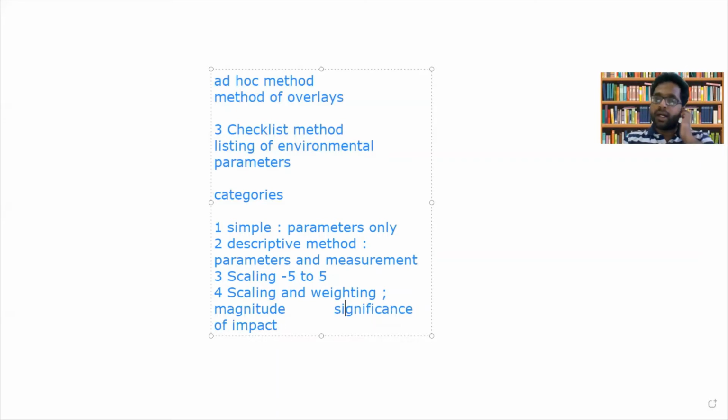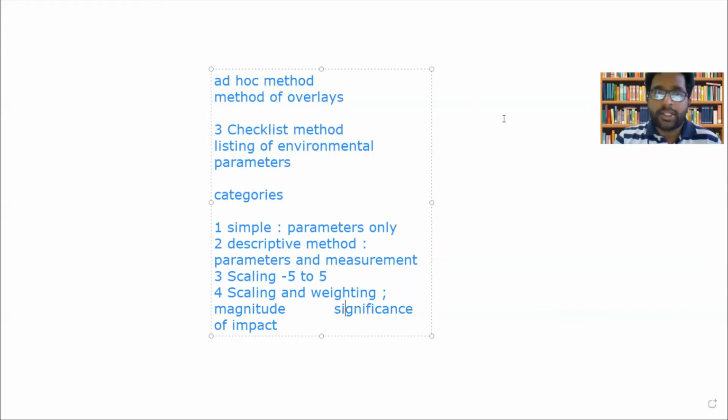So that is about the third method, the checklist method. In the checklist method, what is being done? Identify the parameters, and there are different categories. The first one is simple, where only identification of parameters is done. The second one is a descriptive method, where parameters are identified and they need to be measured. The third one is the scaling method, where depending on the magnitude of impact, a scaling is done with values between -5 and 5. In the scaling and weighting method, the magnitude and the significance of impact are taken into consideration. So that is about the checklist method of environmental assessment.